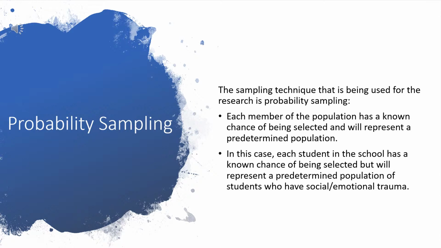The sampling technique that I used was probability sampling. So that is defined as each member of the population has a known chance of being selected and will represent a predetermined population. So what that means in my case is that each student in the school has a known chance of being selected, but will represent a predetermined population, which in my case is those students who have experienced that social and emotional trauma.